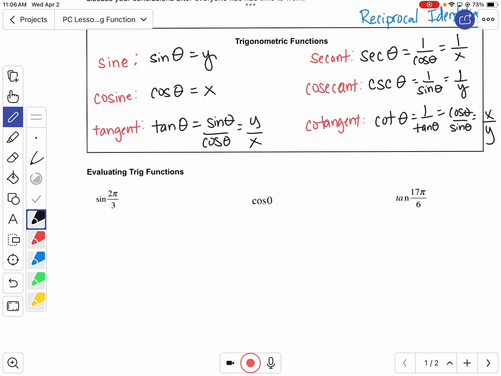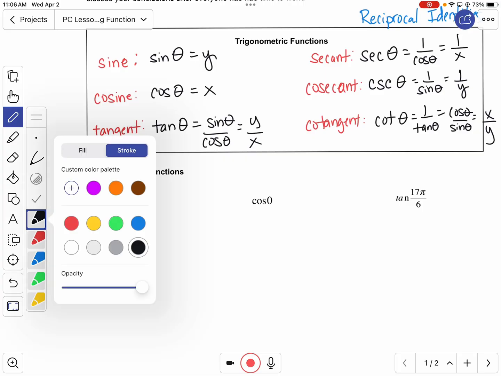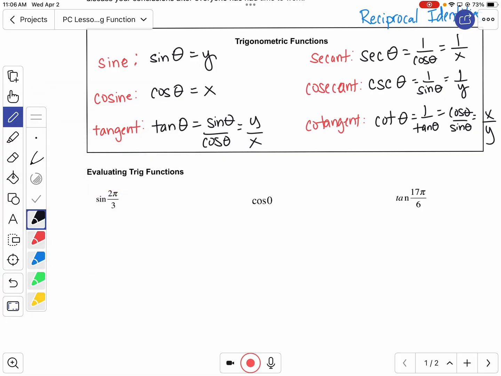All right. So here's our first one. Sine at 2 pi over 3. All right. So which family are we using? The 3 family. So I have 3 and 6. It's a positive arc length. So we're going to start over here on the right side, and we're going to go counterclockwise.